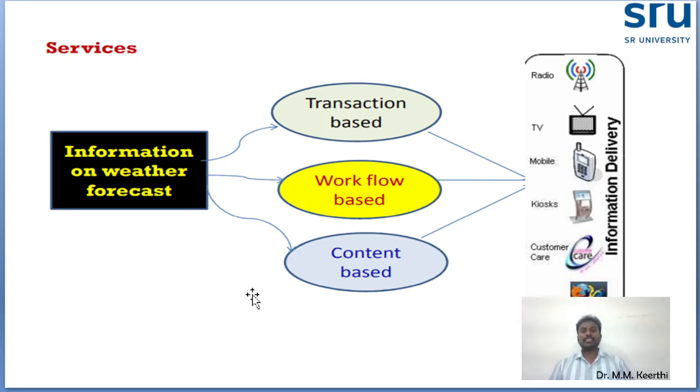Okay, what are the services? The information of weather forecasting will be used for transaction-based, workflow-based, and content-based services. How will all this weather data reach the farmers? Through newspapers, internet, customer care, mobile apps, TVs, and radios. There are a lot of technologies nowadays, through websites and messages. We can transfer the data. So what are the possible ways of delivering weather forecasting to the general public?